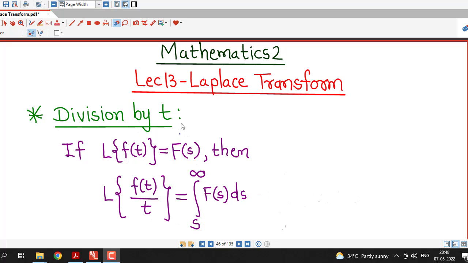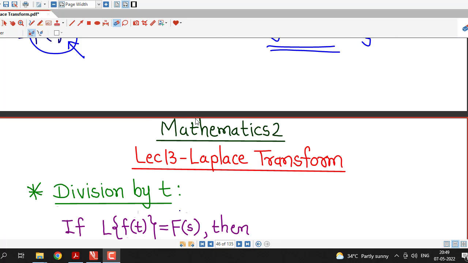Hello friends, I welcome you in lecture number 13 on Laplace transform. In this lecture we will discuss one new formula for finding Laplace transform.